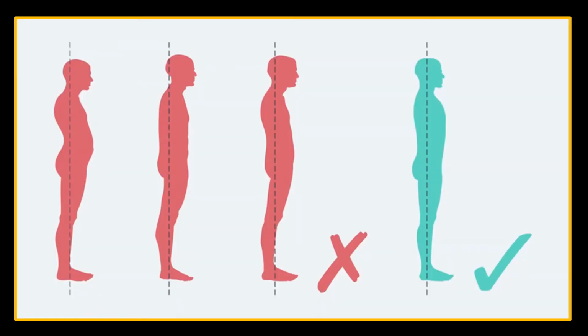The other most important issue is posture. As can be seen in the picture, the first 3 postures are wrong. The fourth one is right for a normal gait.